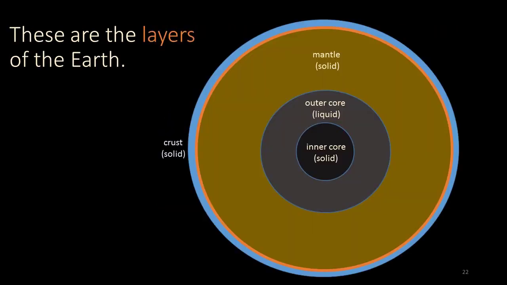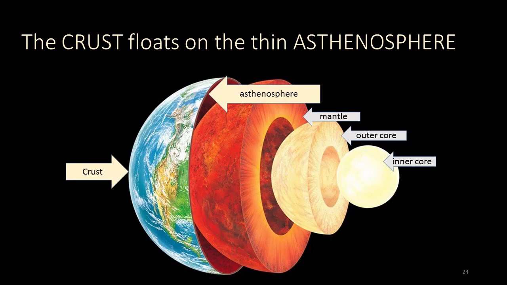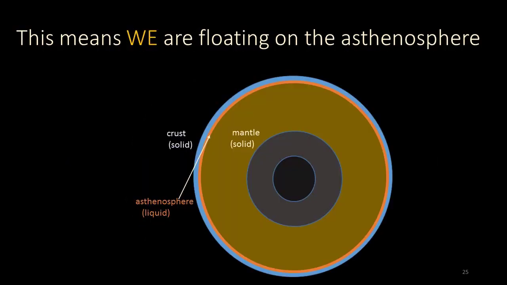These are the layers of the earth. Between the crust and the mantle is the liquid asthenosphere. The crust floats on the thin asthenosphere. This means we float on the asthenosphere.